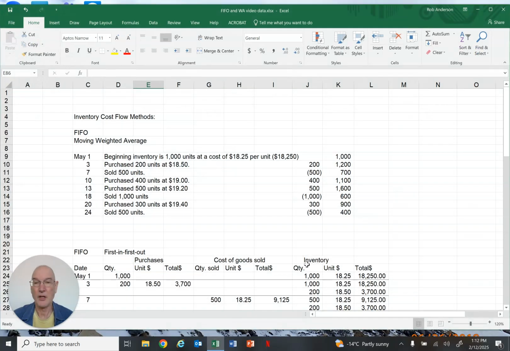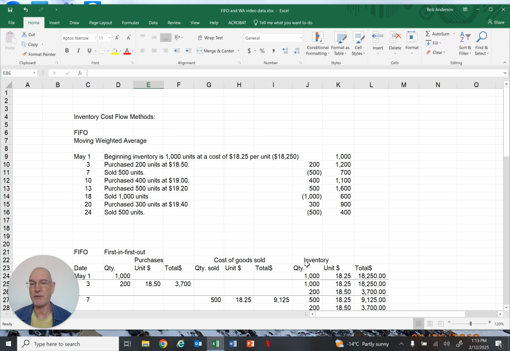Hi there, students. Well, today we're going to tackle an interesting subject, and this is manually calculating your cost of goods sold and your ending inventory amount based on two different cost flow methods. So you'll see in your textbook and your practice work that the main two methods we're looking at here are FIFO, which stands for first in, first out, and the moving weighted average method.